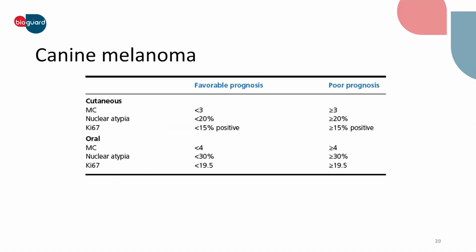This table summarizes prognosis indicators for canine cutaneous and oral melanomas based on mitotic count, nuclear atypia, and the Ki-67 index. These criteria help refine prognosis and guide treatment decisions, although no single factor is definitive on its own.